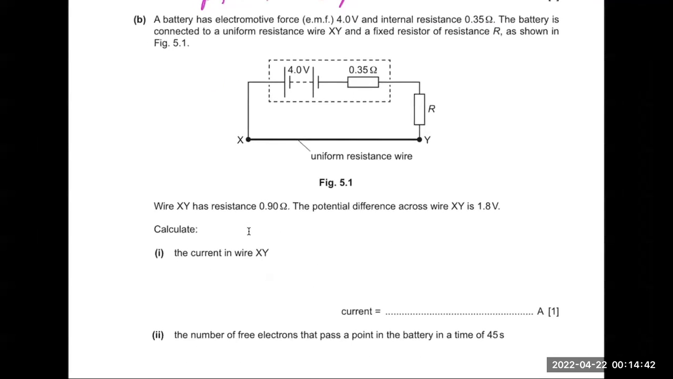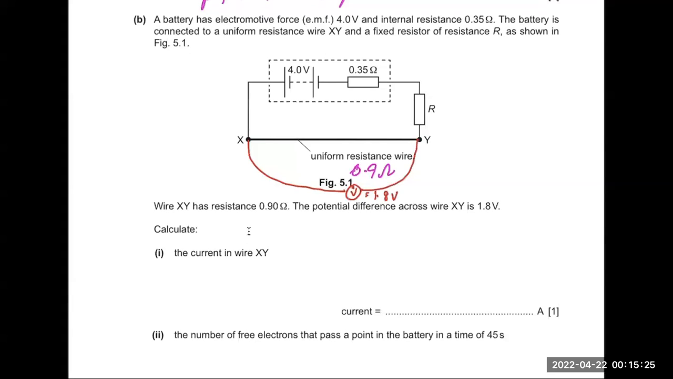Part B says a battery has EMF 4 volts and internal resistance 0.35 ohms. The battery is connected to a uniform resistance wire XY and a fixed resistor of resistance R as shown in figure 5.1. So we've got our battery here, has an internal resistance 0.35, has an EMF 4 volts. There's a resistor R and there's a uniform resistance wire XY. Wire XY has a resistance of 0.9 ohms. The potential difference across wire XY is 1.8 volts. So if you were to connect a voltmeter, this voltmeter would read 1.8 volts. That's the potential difference across the wire.